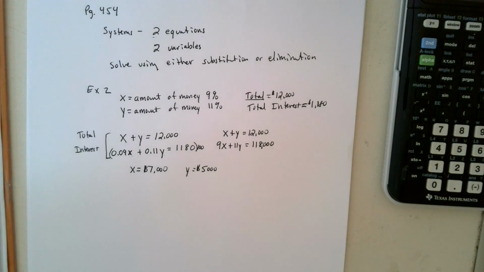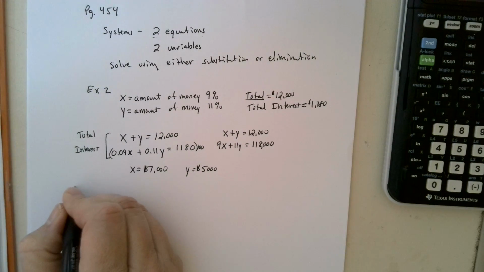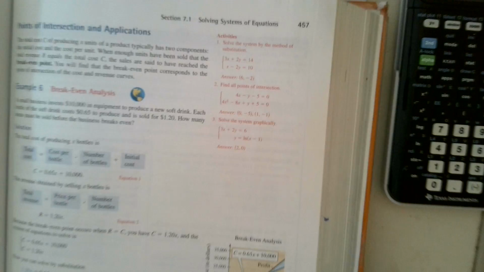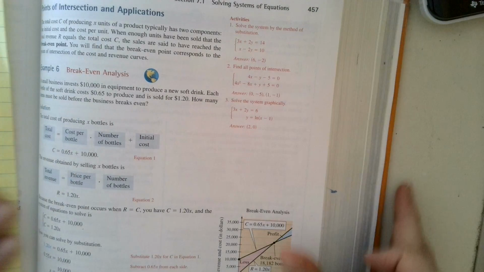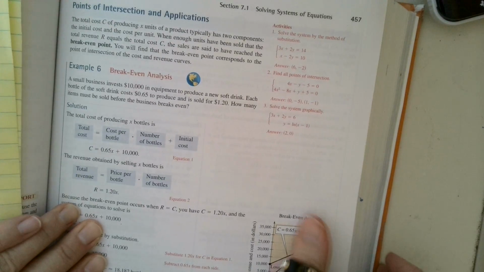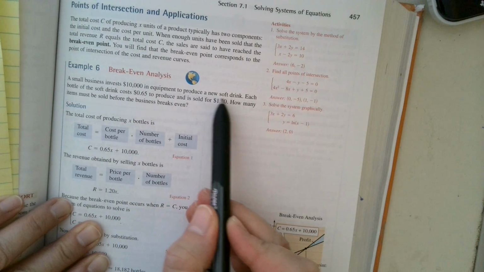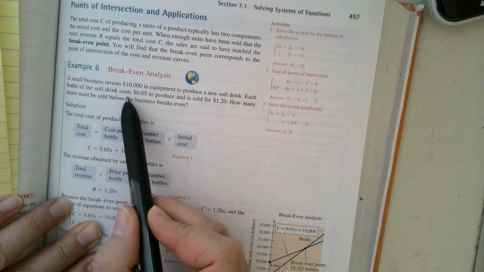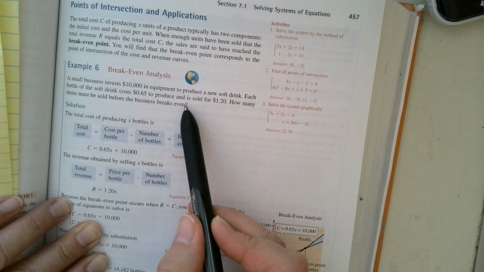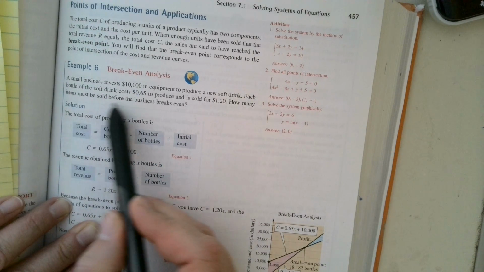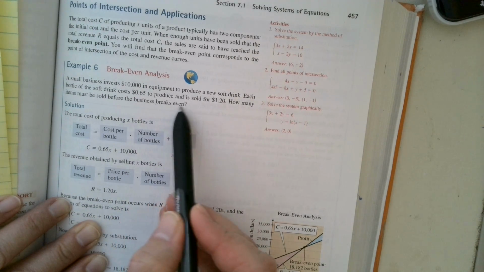Let's look on page 457 at example 6 for our next problem. And for this problem, it says a small business invests $10,000 in equipment to produce a new soft drink. Each bottle of the soft drink costs 65 cents to produce and is sold for $1.20. How many items must be sold before the business breaks even?